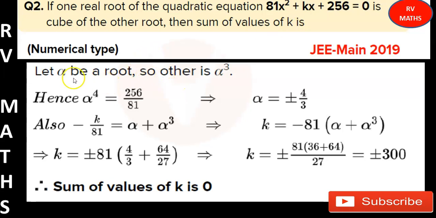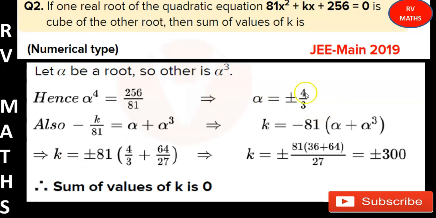So when you take the roots as alpha and alpha cube instead of beta, when you take the product alpha into beta, you know it is c by a. So 256 by 81. Alpha power 4 is 256 by 81. 256 can be written as 4 power 4. Similarly, 81 can be written as 3 power 4. And it is an even power on both sides. So alpha will be equal to plus or minus 4 by 3.